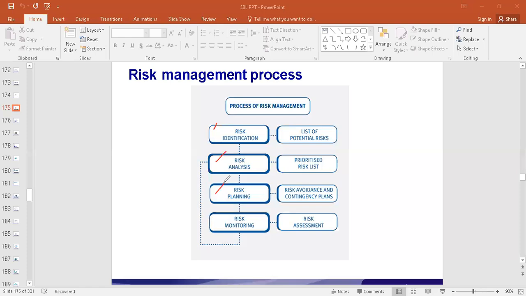Next we see risk monitoring, the last step. As they have plans in place to deal with the risk, when that is implemented, monitor that, or assessment of the risk. Okay, these are the stages or steps in the risk management process.